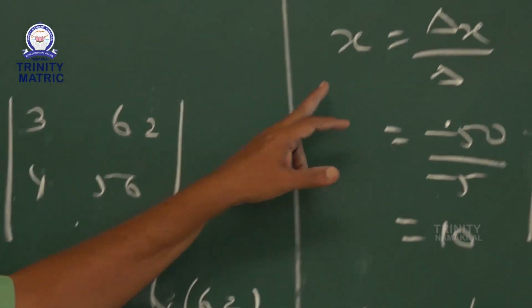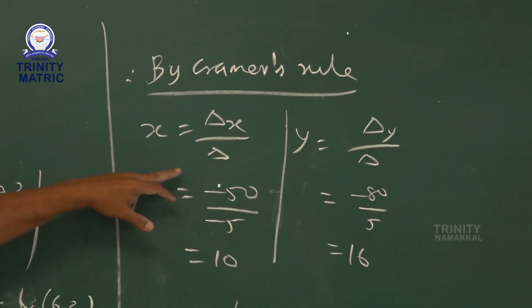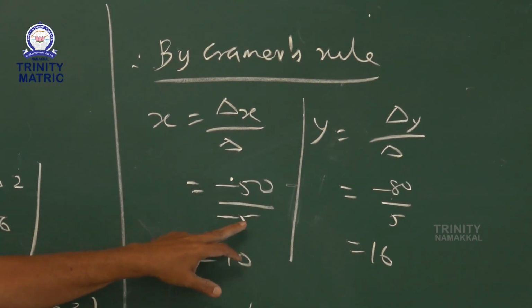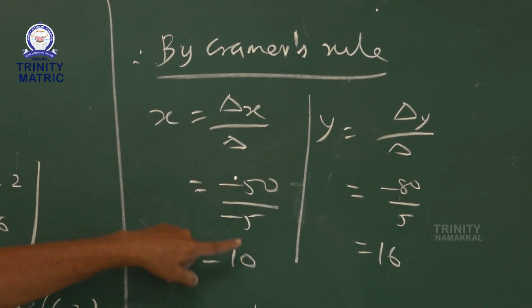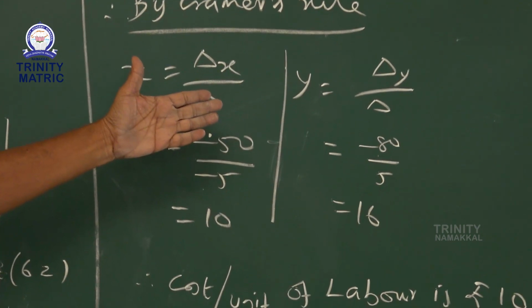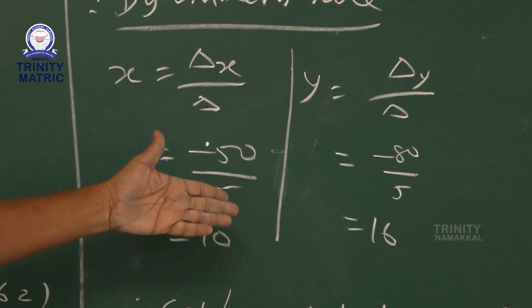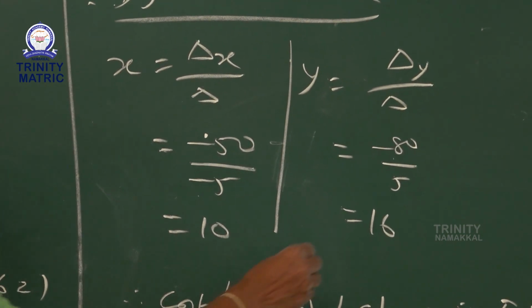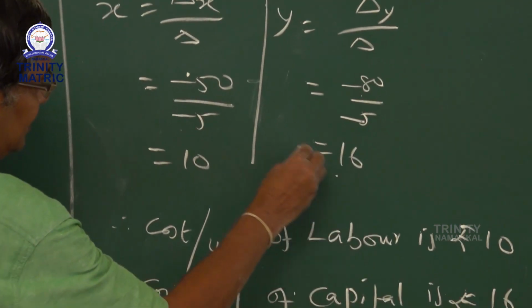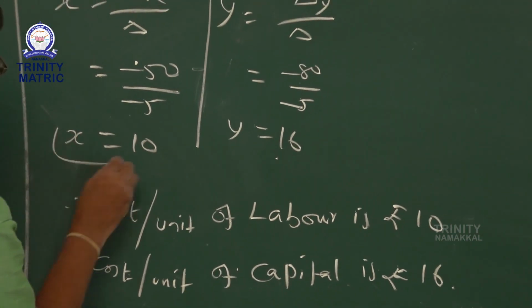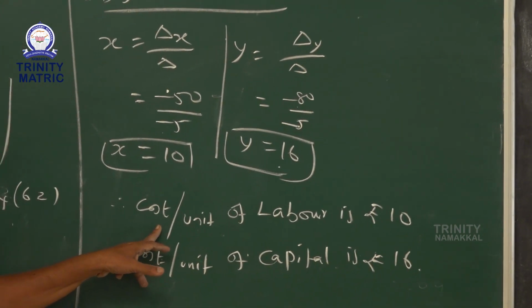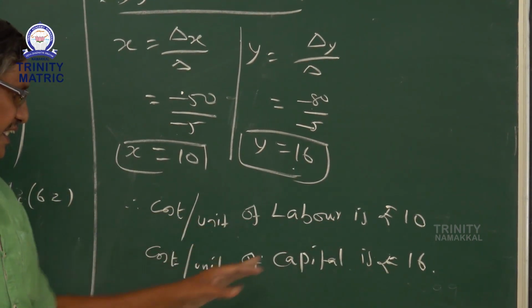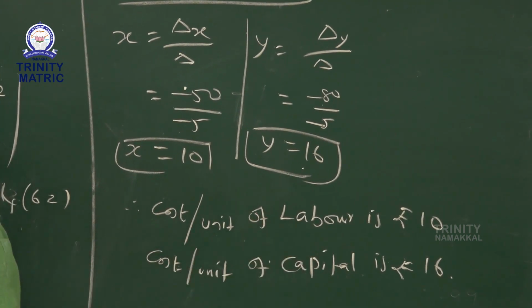What is Cramer's rule? x is equal to del x by del. That is minus 50 by minus 5. Minus minus cancel, so we get plus 10. Likewise, y is del y by del, minus 80 by minus 5, which is plus 16. So x is 10, y is equal to 16. Therefore, the cost per unit of labor is rupees 10, and the cost per unit of capital is rupees 16.